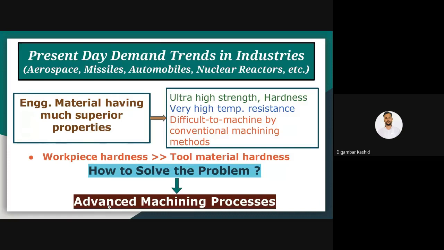While using these advanced machining processes, hardness does not remain a barrier for machining any metal. Please remember this point. While using these non-conventional or advanced machining processes, there is no barrier about the hardness of any metal which will act as your workpiece metal. Okay, now let us move further.